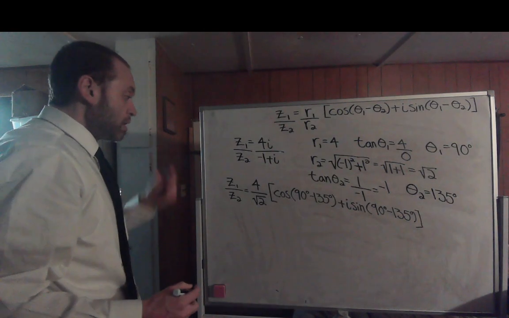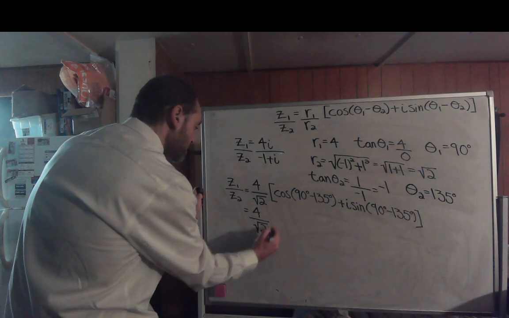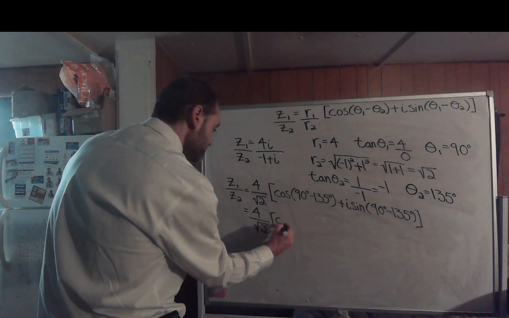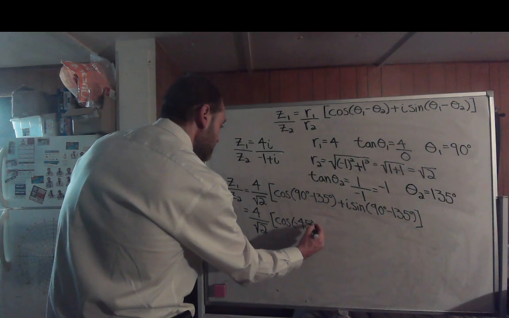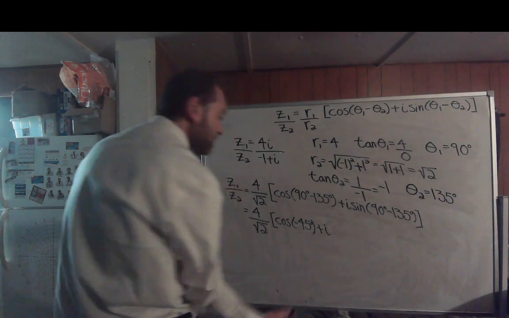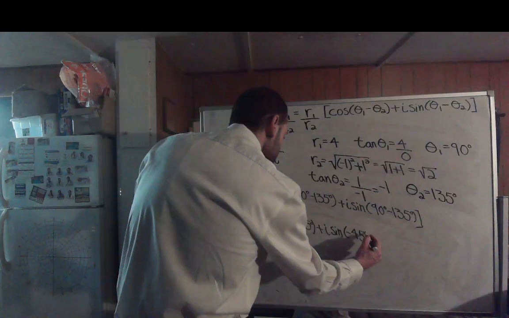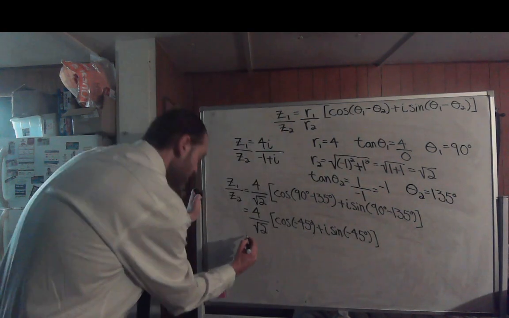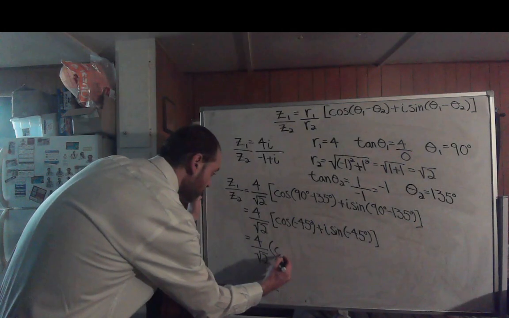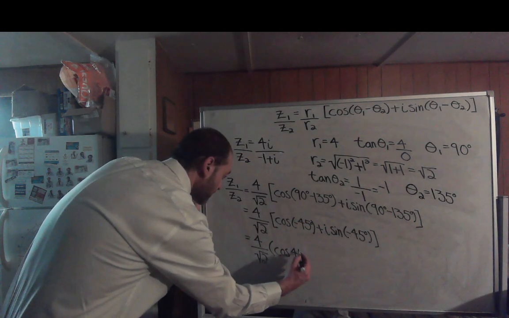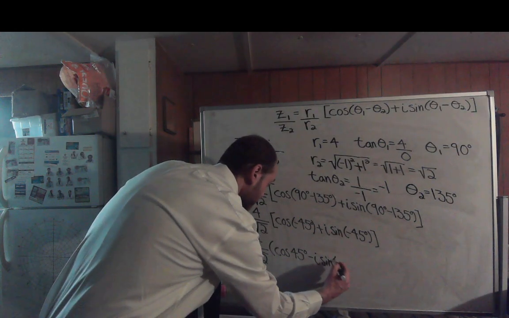Okay, well, let's simplify a bit further. So you'll still have 4 over the square root of 2 times, this would turn into the cosine of negative 45 degrees plus i times the sine of negative 45 degrees, which would end up equaling 4 over the square root of 2 times the cosine of positive 45 degrees minus i times the sine of 45 degrees.